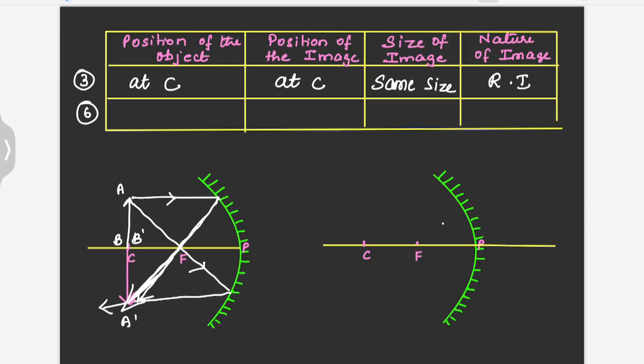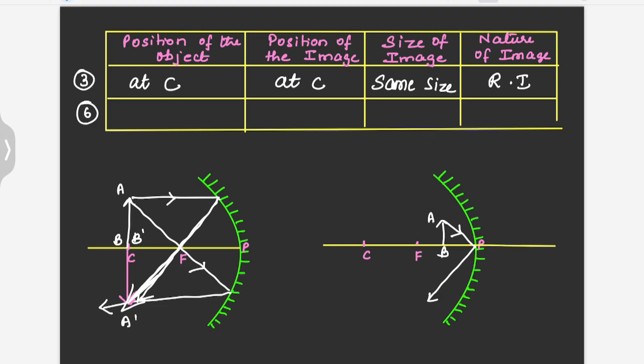So we are going to place here, between F and P, the object AB. So let us draw the rays now. One ray, let us draw obliquely like this, incident at P. So the reflected ray will pass like this obliquely in this direction.